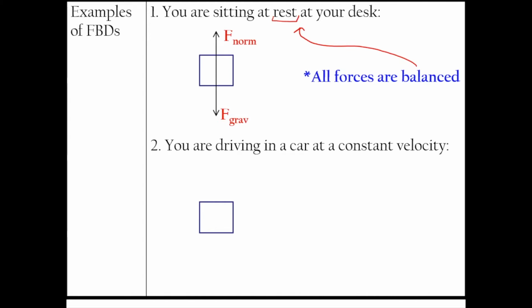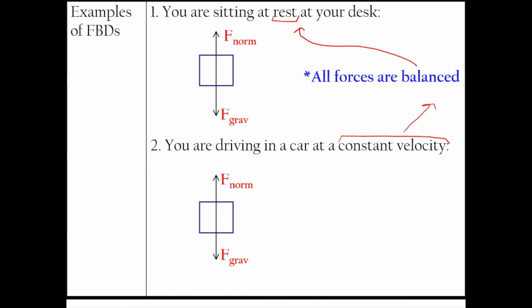Example number 2 is us driving in a car at a constant velocity. So again, constant velocity is going to mean that these forces are balanced. Like we said before, we always want to start with gravity. Then from there, we need to think, well, what is our car driving on? Well, it's not a flying car. We're not there yet. So our car is driving on the ground. A ground is the surface. Therefore, we're going to have a normal force pointing up from that surface.